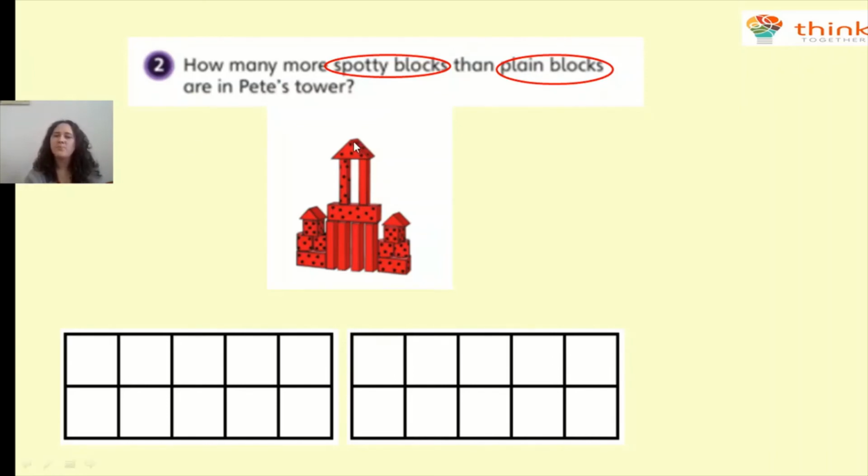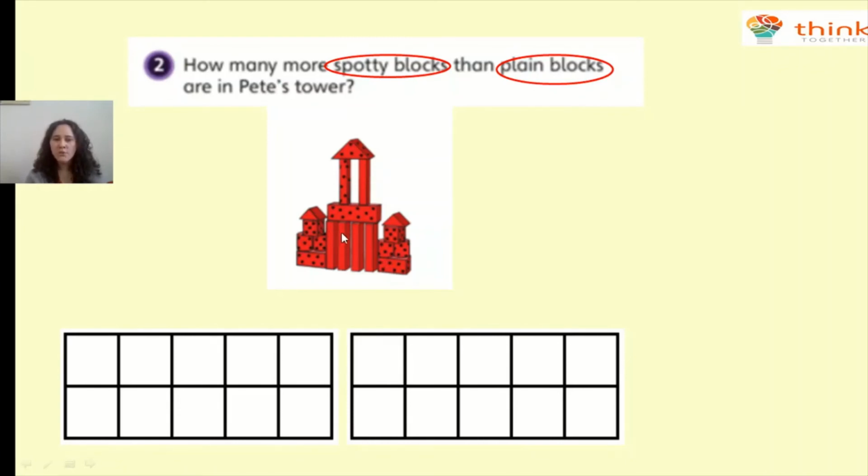Can you help? 1, 2, 3, 4, 5, 6, 7, 8, 9, 10, 11. So we know we had 11 spotty blocks. Now that we know the first number in our number sentence, we need to find out how many plain blocks there are. So that is blocks with no dots on them, and that will give us our second number.